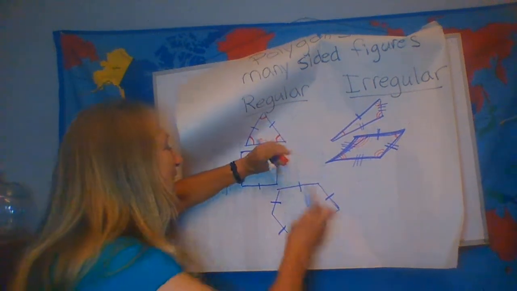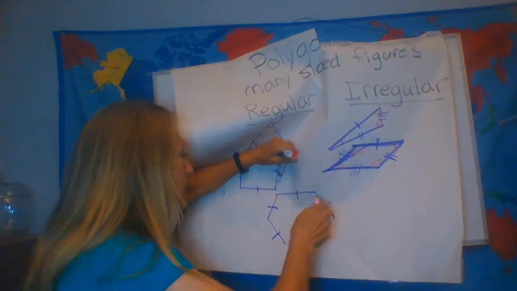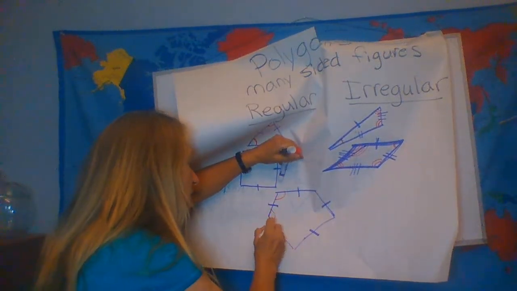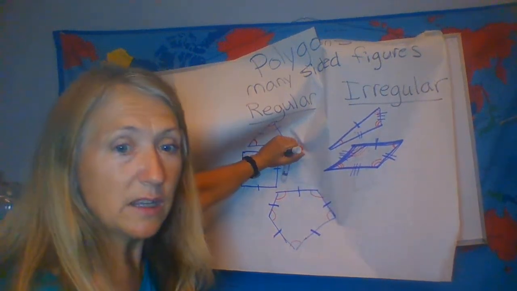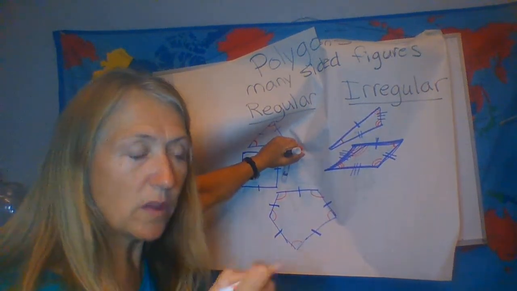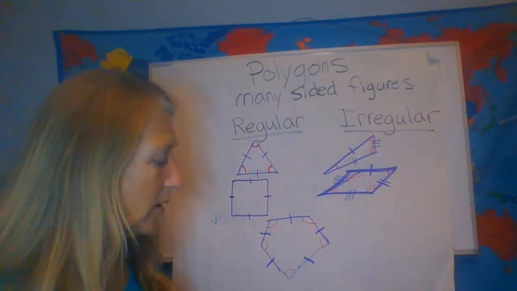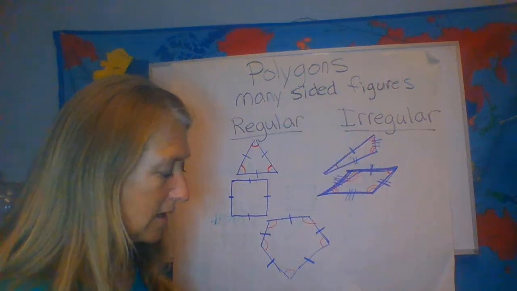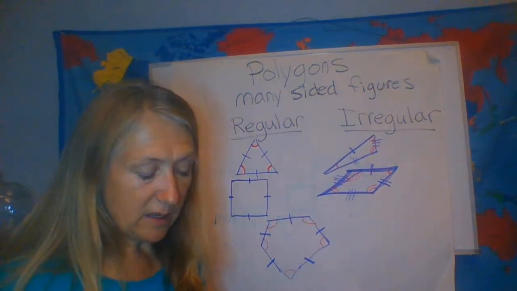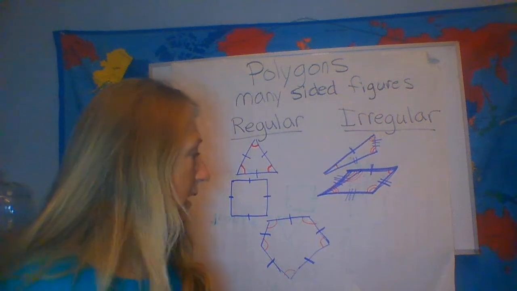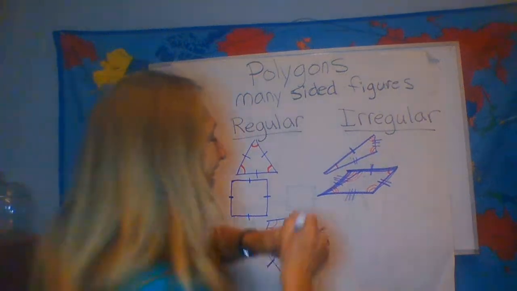Okay. And the angles are all going to be the same. So this angle equals this angle, equals this angle, equals this angle, equals that angle. Even though they don't look it, those marks show that they are the same. Now let's draw an irregular one. An irregular pentagon is going to have 5 sides, 5 angles, but they're going to be different. It's going to kind of look like that one. All right, here we go.